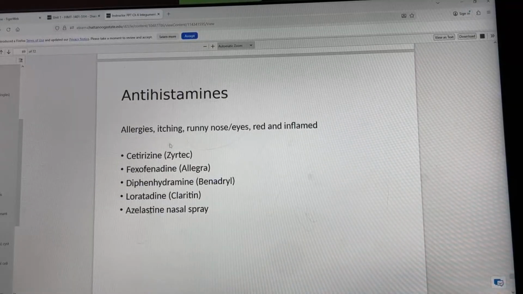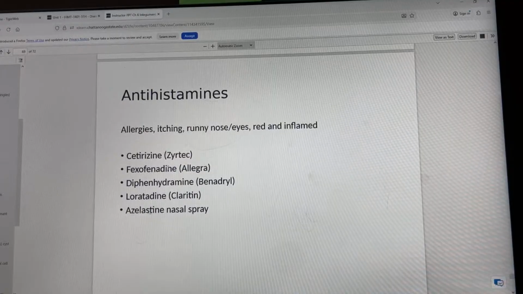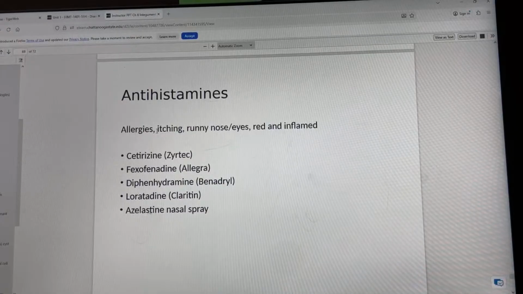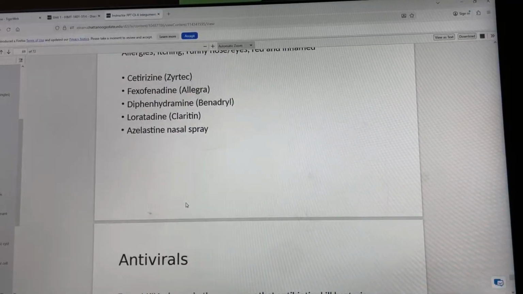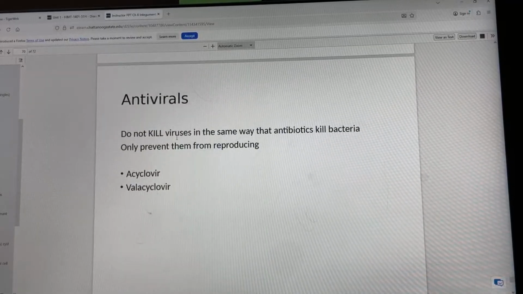Antihistamines, I talked about Benadryl, right? They are for allergies, itching. A lot of people take these for pollen, right? You probably know all of these. Zyrtec, Allegra, Benadryl, Claritin. What do you notice about what they all end in? Ine, right? Cetirizine, diphenhydramine, yeah. So that follows the pattern. We talked about antivirals already. They end in vir, which makes it easy to remember.